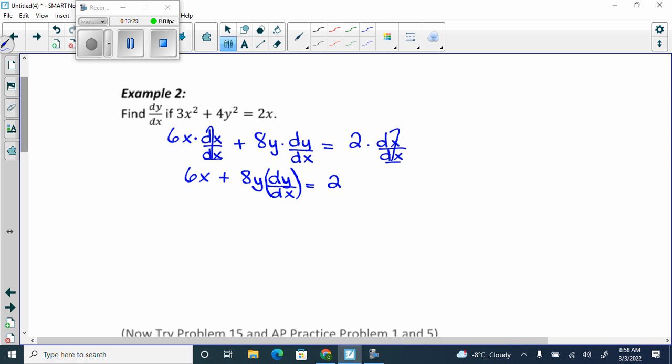So what am I going to do? Subtract 6x. Okay, carry on. What do we do next? Minus 6x. Minus 6x. And then divide by 8y.